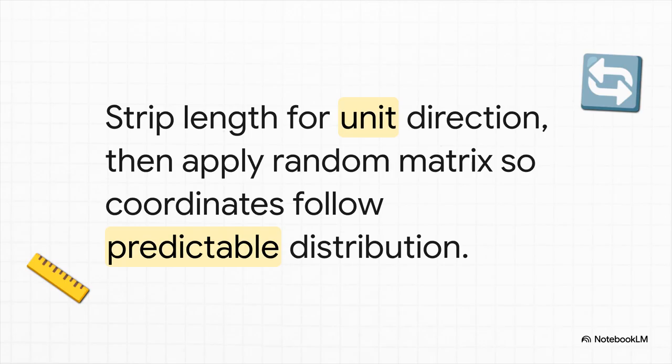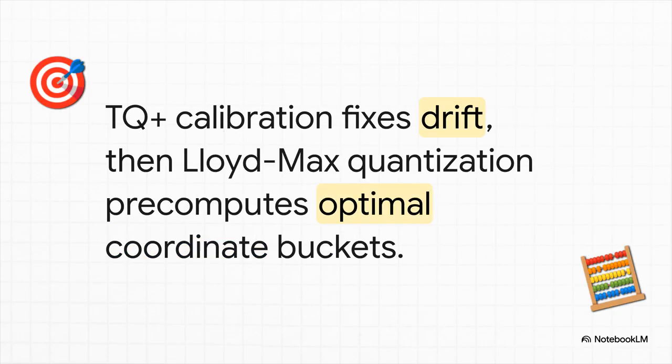Basically, it forces the messy unknown of your data to conform to a perfectly predictable shape. Moving right along to steps 3 and 4, calibration and quantization. At finite dimensions, coordinates can sometimes drift just a little bit, so the TQ plus calibration step fits a simple shift in scale during the very first add to snap those coordinates right back into place. It calibrates once, never needs retraining.